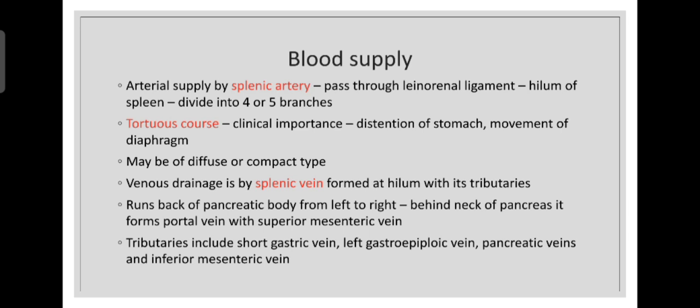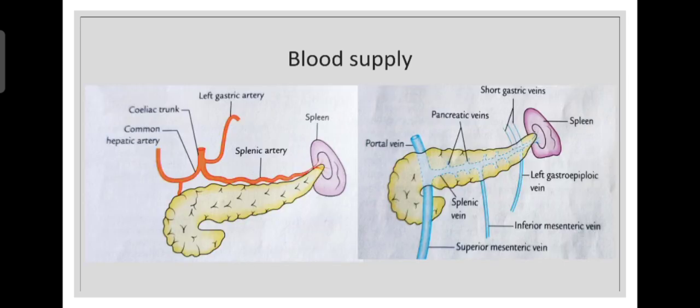So the splenic vein runs behind the pancreatic body from left to right, and behind the neck of the pancreas it forms the portal vein. See here, behind the neck of the pancreas it forms the portal vein by combining with the superior mesenteric vein.